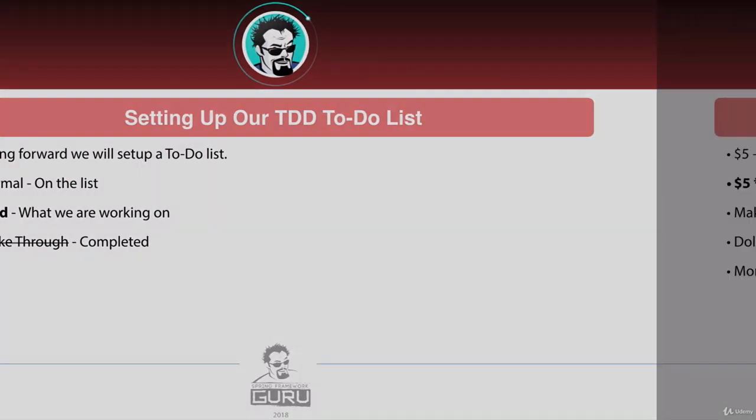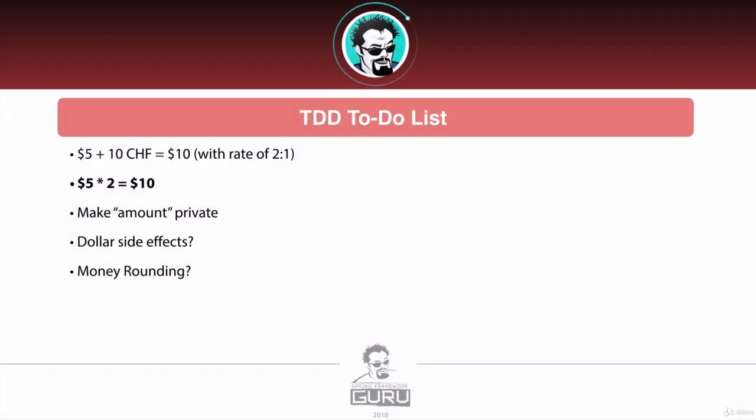Now let's take a look at our list for right now. We want to be able to add up $5 plus 10 francs and get $10 with an exchange rate of 2 to 1. And then we also want to be able to multiply $5 by 2 and get a result of $10. And then we want to make amount private, have a private field for amount. And then we want to be concerned about dollar side effects, and this is going to be things that are mutable and things like that. So we're going to look at that. And then money rounding, that's another thing. But for right now, you can see that I've put in bold the $5 times 2 equals $10. And that's exactly what we're going to look at.